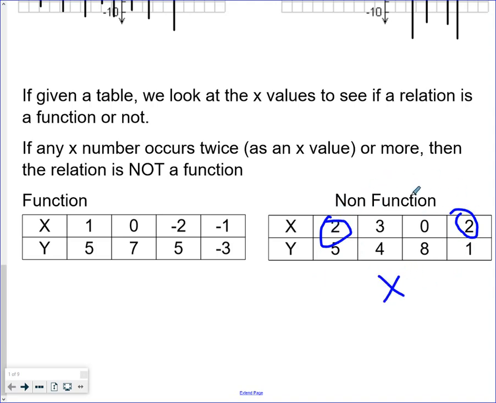So for a table, if you want to check if it's a function, just see if your x's repeat. If they do, it's not a function. If they don't, it is a function. Now remember, we really don't care about the y's. The y's can repeat or all be different or all be the same number. We don't care. It's all about the x's. Do your inputs repeat? Don't care about your y's.